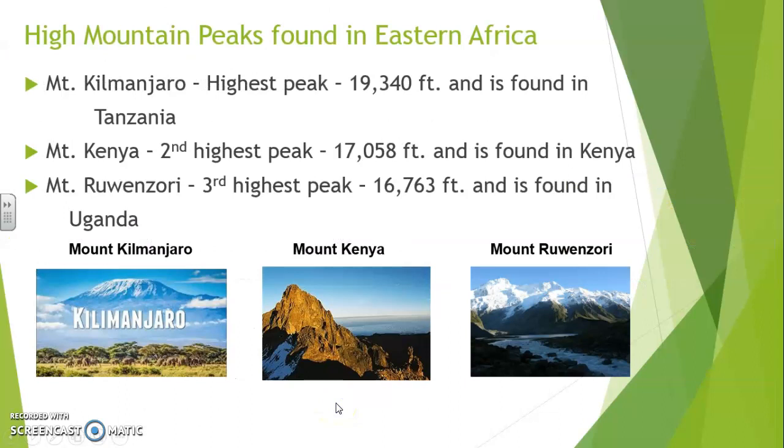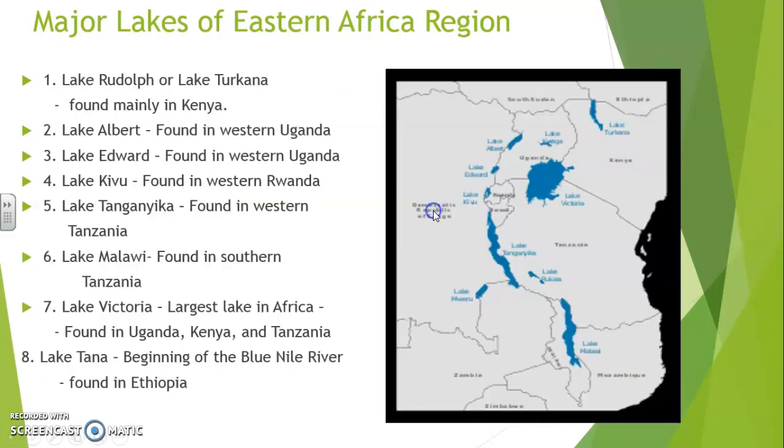The land in this area is different than all the rest. Most of the rest was deserts and tropical rainforest. Well, now we got high mountain peaks. There's Mount Kilimanjaro, the highest peak. It's found in Tanzania. Mount Kenya, second highest peak, is found in Kenya. And then my favorite, Mount Ruwenzori, the mountains of the moon. They have the white part on top. So 3 high mountain peaks.